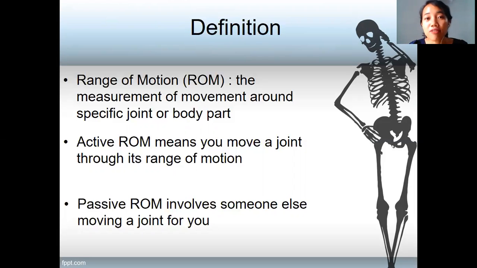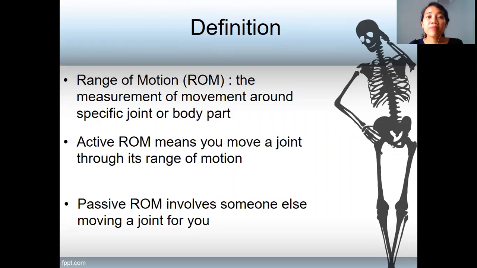There are two types of ROM. The first one is active and the second one is passive. Maybe you can know the meaning from the words active and passive. Active means the movement of a joint through its range of motion. It means that you don't need someone else to help you in doing the movement of your body. And the opposite is the passive one. It means that it involves someone else to move your body or your joint.